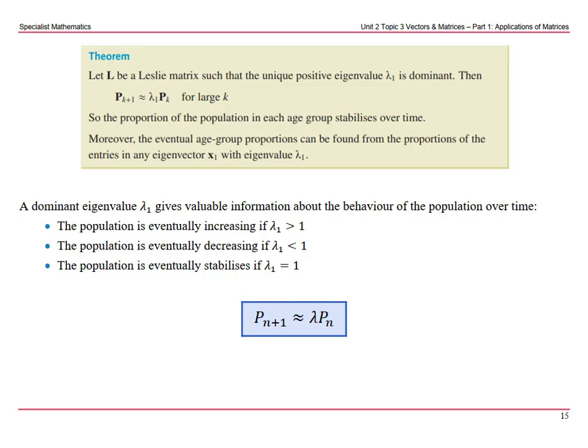Now, a dominant eigenvalue lambda gives valuable information about the behavior of population over time. So instead of calling it the growth rate, we really should call it the rate of increase because it could be decreasing. If lambda is greater than 1, our population is going to be increasing. If lambda is less than 1, our population is going to be decreasing. And if lambda is equal to 1, it means it's stabilizing. Putting that formula in terms of n because of number of years, p of n plus 1 is approximately lambda times p of n.